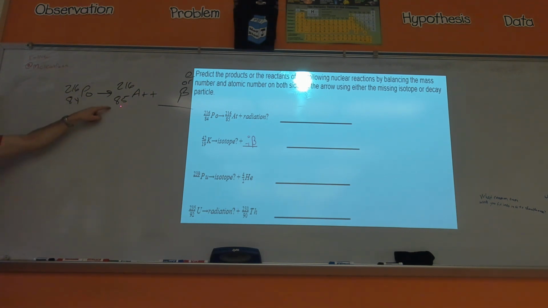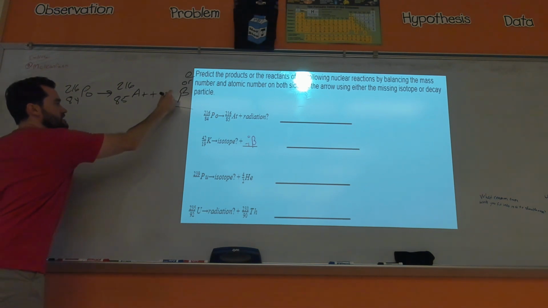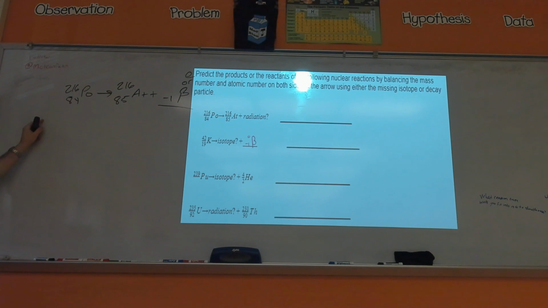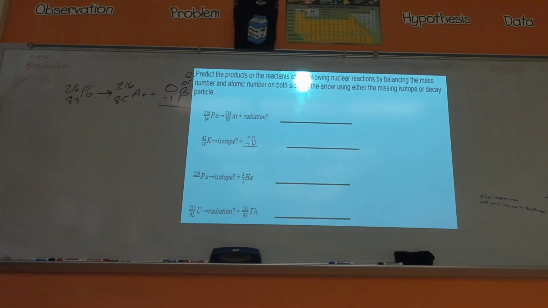So 85 plus what will give you 84? Plus negative 1, right? 85 plus negative 1 will get you 84. 216 plus what gives you 216? 0, okay? So that's how you know it's a beta particle. It's pretty simple. The idea is very straightforward. You just have to remember what you would call that. All right, now let's look at the second one here.